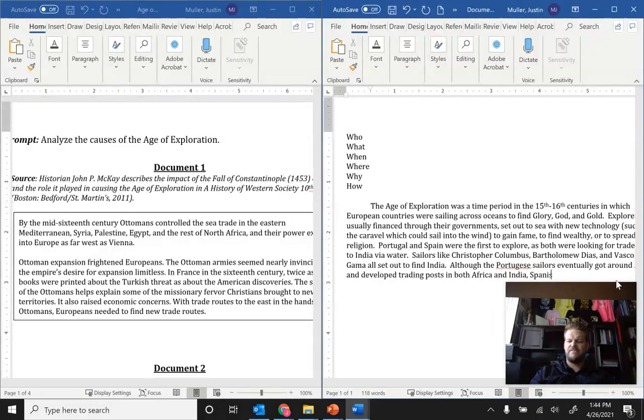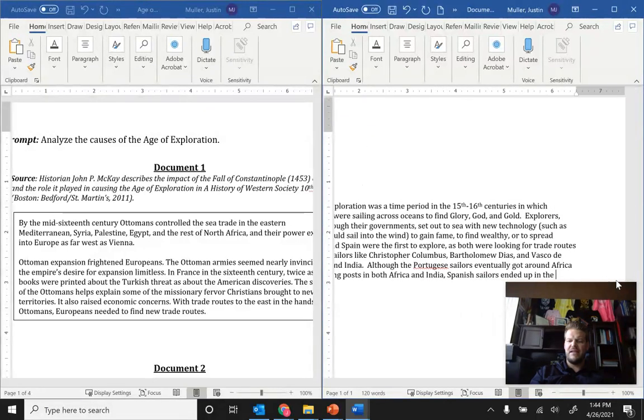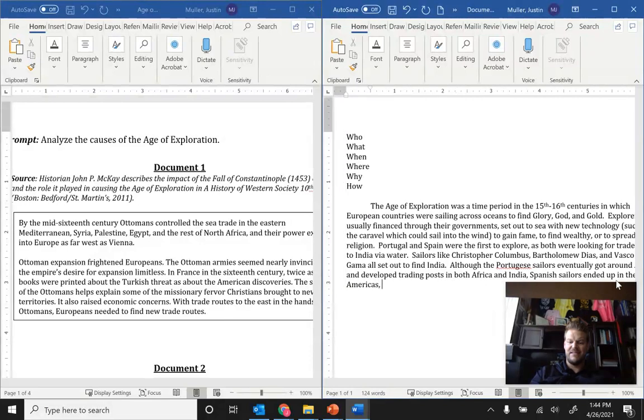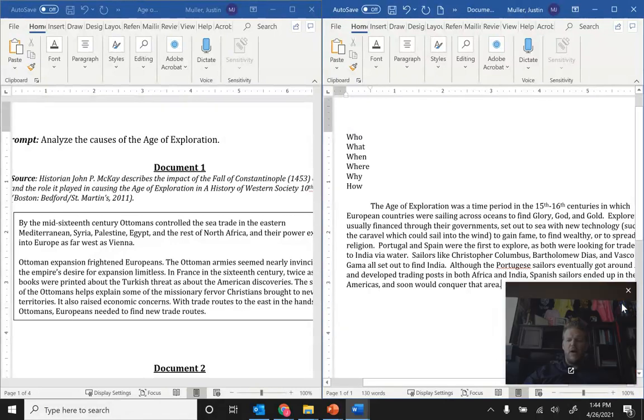Spanish sailors ended up in the Americas and soon would, do I want to say conquer? Yeah, I guess I do. Conquer that area. All right. So that is the where. Now, why were they doing this?